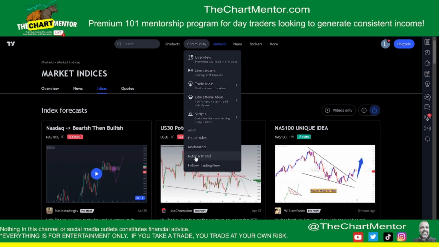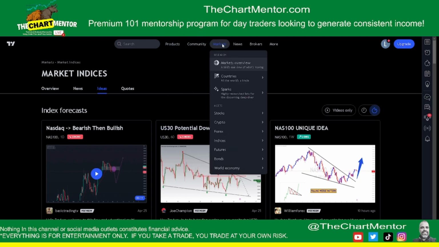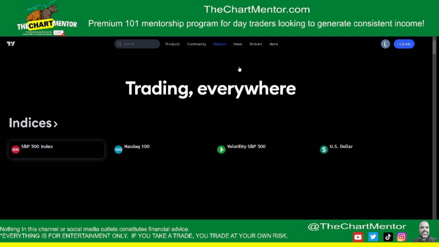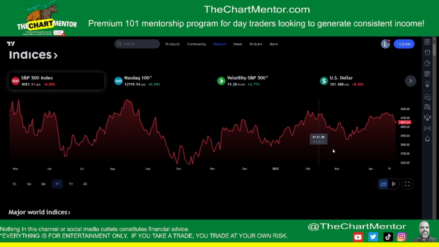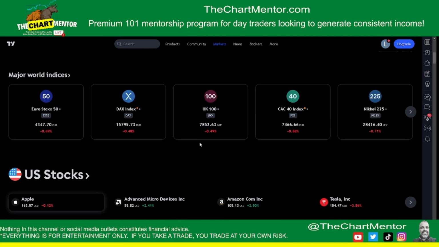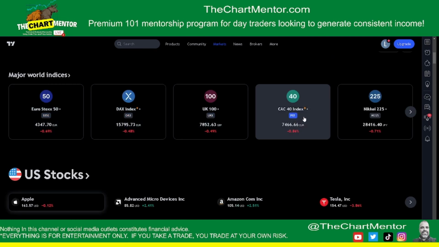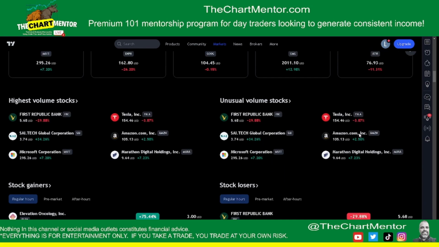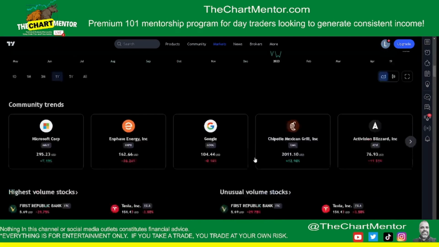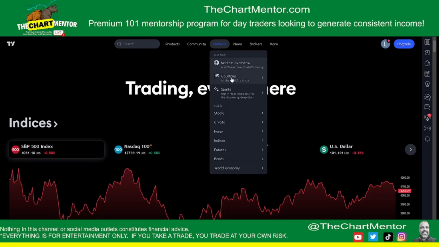House rules, moderators, refer a friend, follow TradingView. Also stuff you can read. It's not needed to operate your chart, or your software at all. Market overview. Okay, this gives you pretty much the same summary we had before, but in this case, now you go into the world major indices and you can see them all, the stocks, commodity. It's pretty much the same view, kind of repeating themselves.